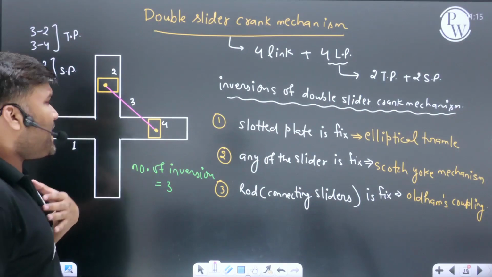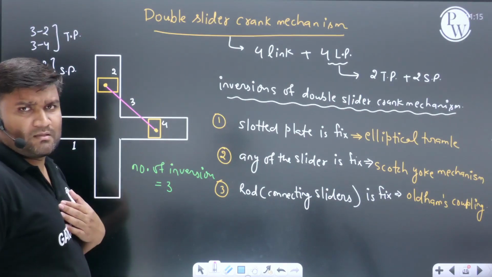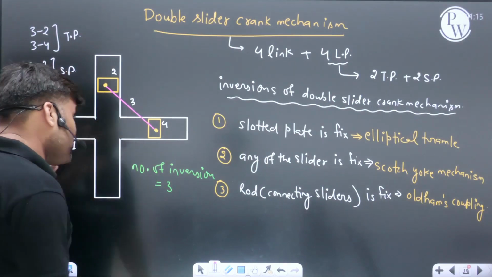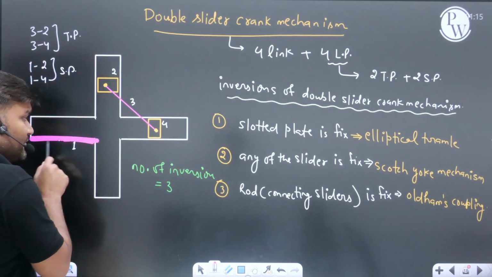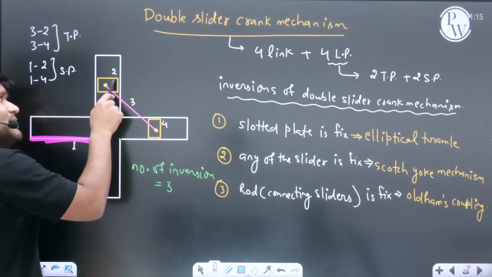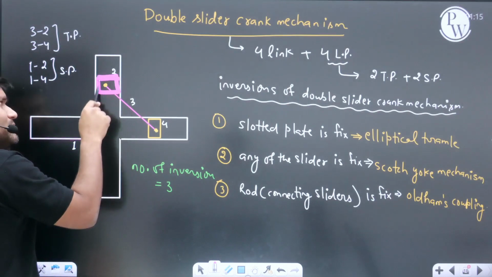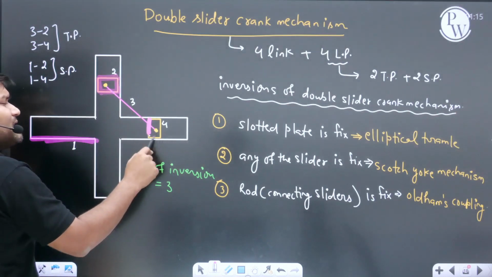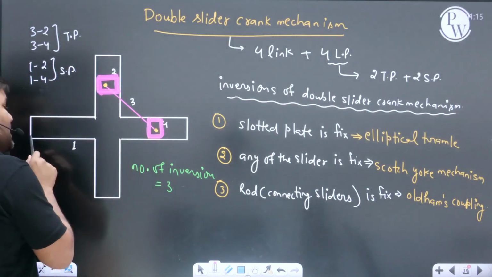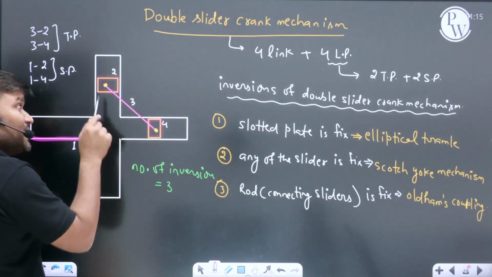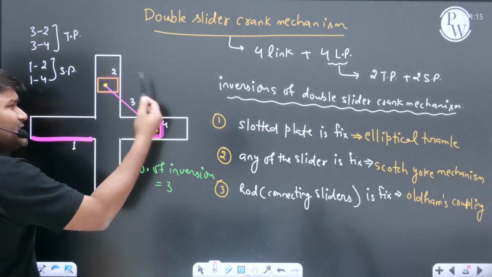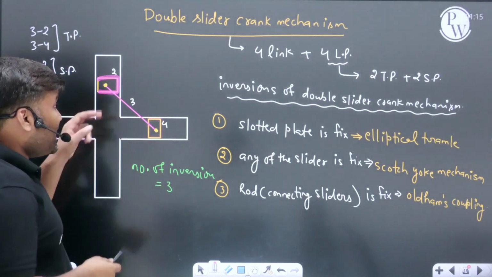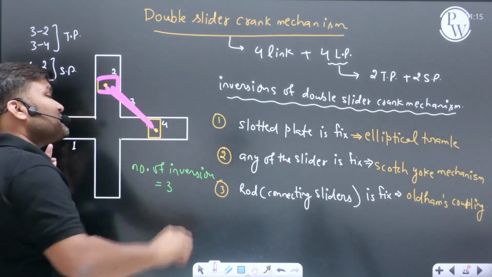Now, again, you may have choices. Here also we can talk about inversions. You may have choices. Either you can fix link number 1 or slider. Either you fix this slider or this slider. Nothing but same बातें हैं बेटा. Link 1 को fix करेंगे, you will get something. Link 2 or 4, any of the slider you will fix, you will get something. If you will fix link number 3, you will get something.